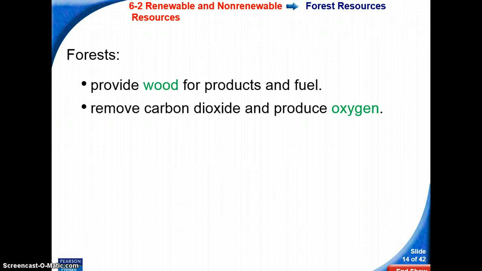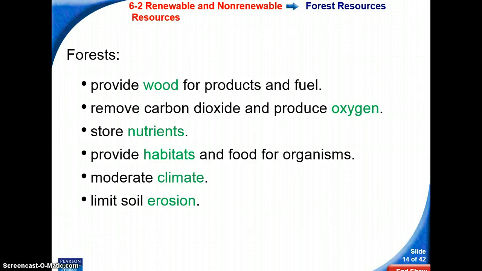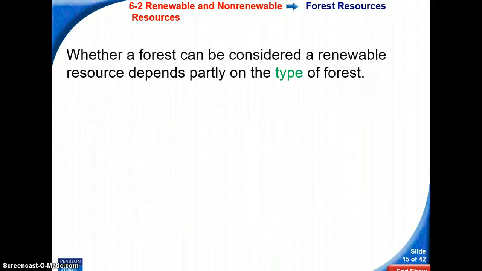They remove carbon dioxide and produce oxygen. They store nutrients. They provide habitats and food for different organisms. They help to moderate climate. They limit soil erosion, which is important to keep our soil for our agriculture. And they also help to protect some fresh water supplies. So these are reasons why our forests are really important and that we don't cut them all down and make a blank slate out of the earth. We need those forests for these reasons.